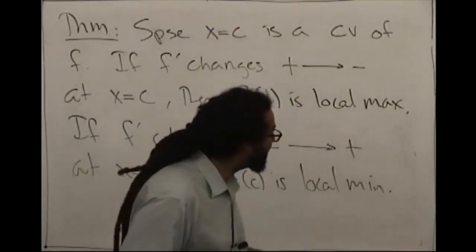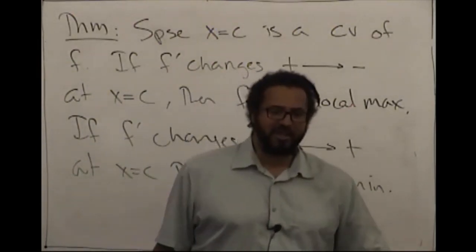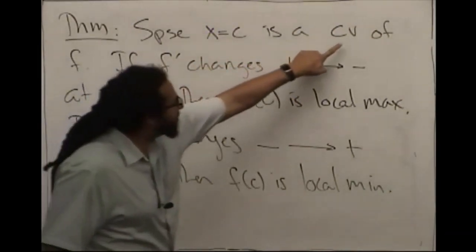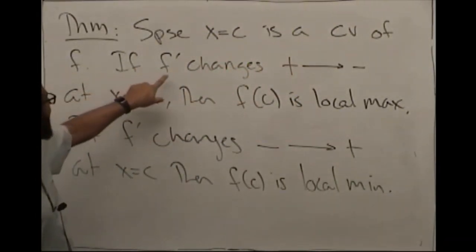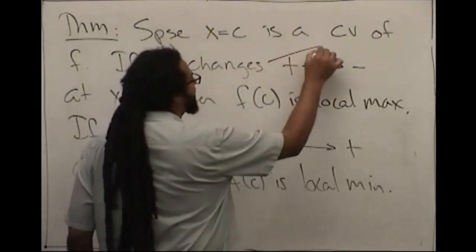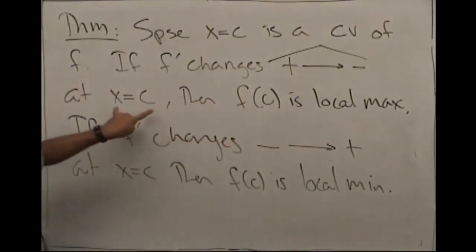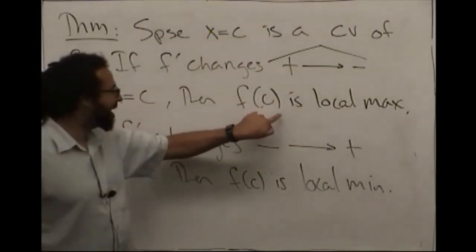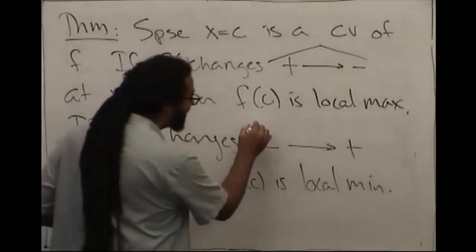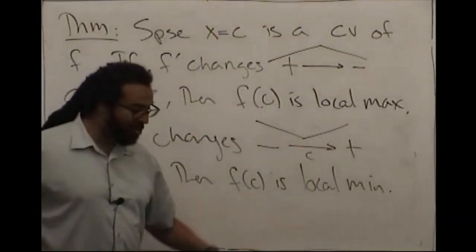All right, let us just close with this theorem. This is the first derivative test for local extreme points. So suppose x equals c is a critical value of f. If f prime changes sign from positive to negative, then that means that f of c is a local maximum. So if that change happens at x equals c, then f of c is a local maximum. If f prime changes from negative to positive at x equals c, then f of c is a local minimum.